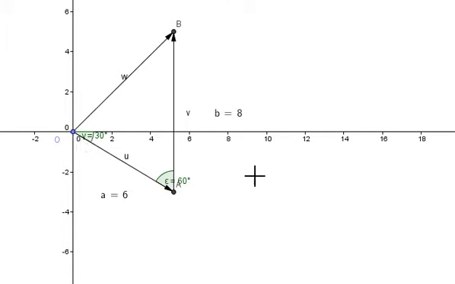So here I can use either cosine law or sine law. So let me use now sine law. So the length of V divided by sine delta, this angle here that we are looking for, let's label it with a Greek letter delta, is equal to the length of W divided by sine of epsilon.